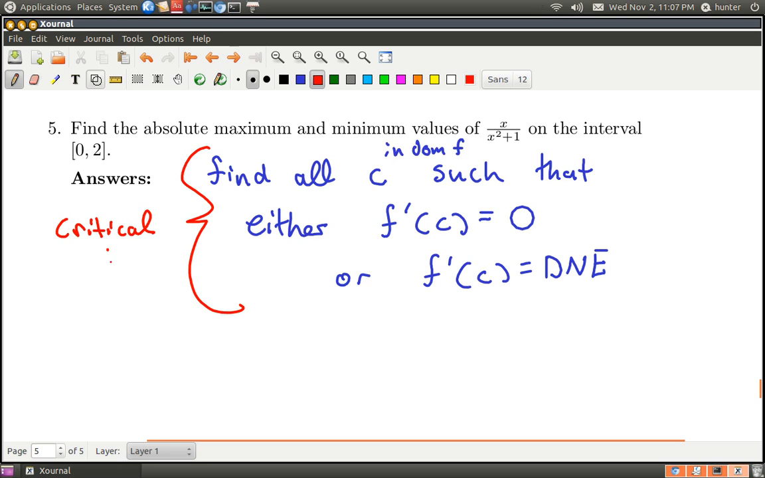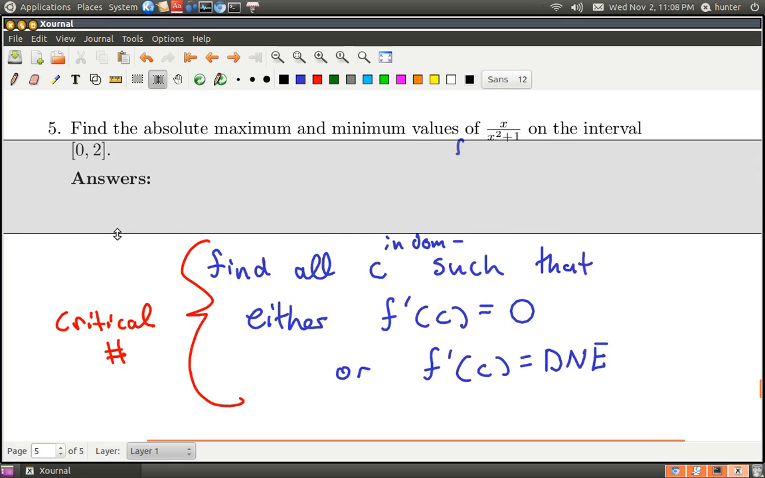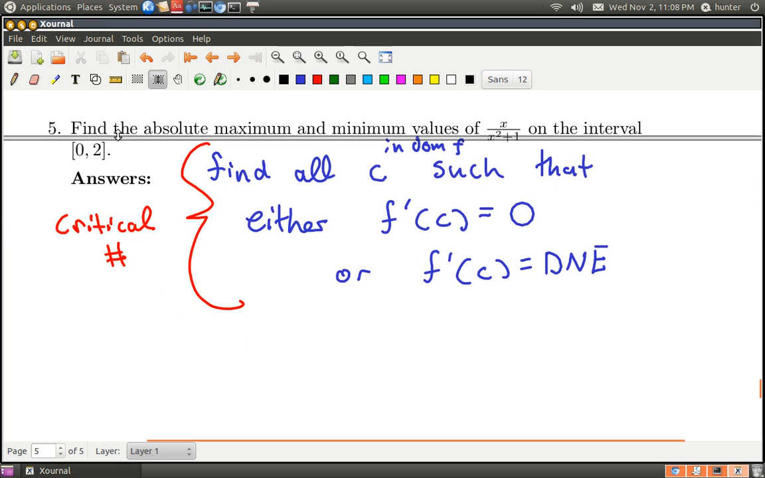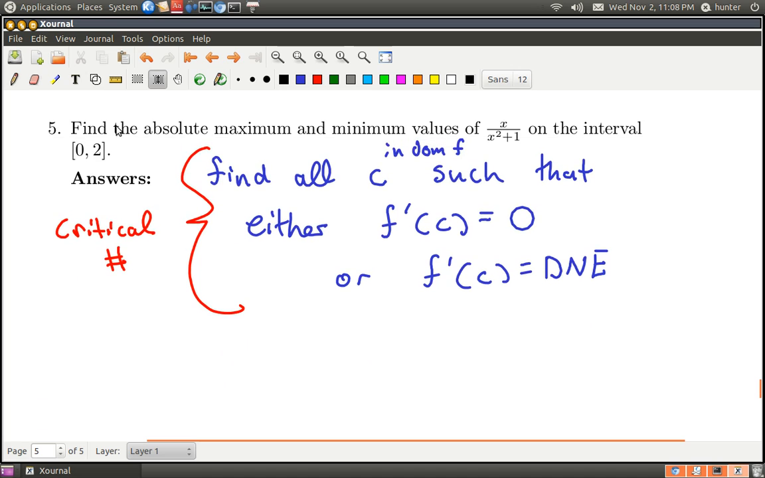And now let me actually find them. So we need to look at f prime. Pick the wrong thing again. Okay. Oh man, I just ripped f's head off. Okay. I'm going to try to do this a little better.